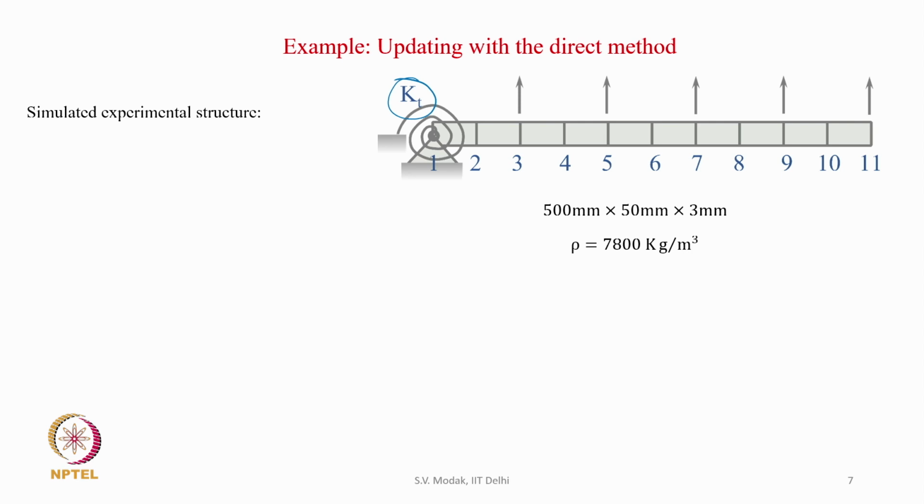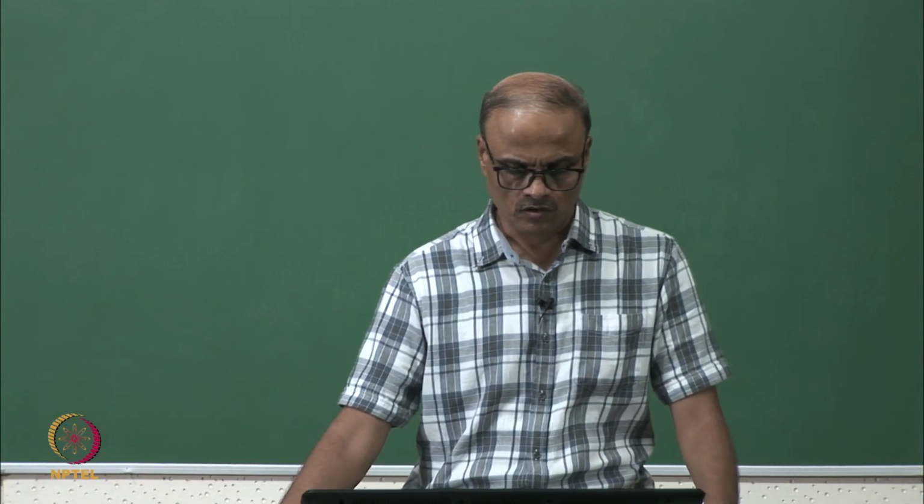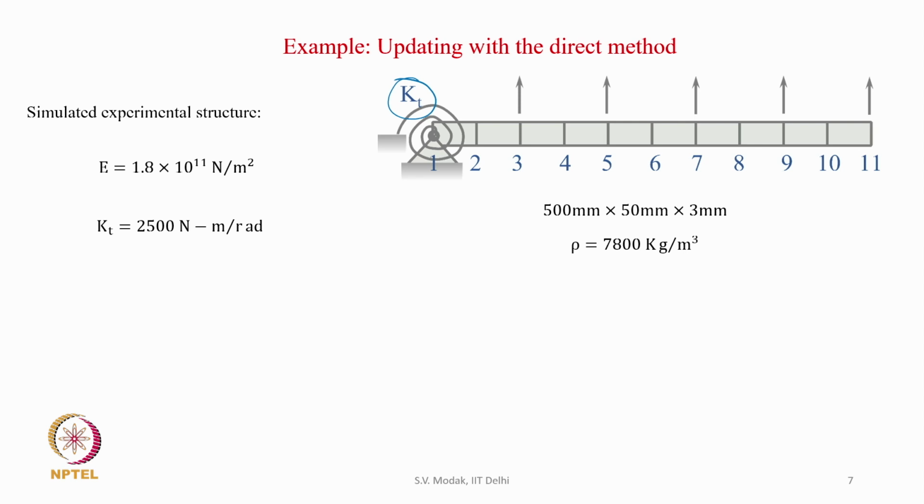The length, width and thickness of this cantilever are 500 mm, 50 mm and 3 mm, the same cantilever we have used in our earlier studies, and the density is taken as 7800 kg per meter cube. The modulus of elasticity for this cantilever is taken as 1.8 into 10 to the power 11 Newton per meter square. This value is slightly less than the standard value, which represents a kind of deviation in the material property of the actual experimental structure. Then we take the torsional stiffness as 2500 Newton meter per radian.